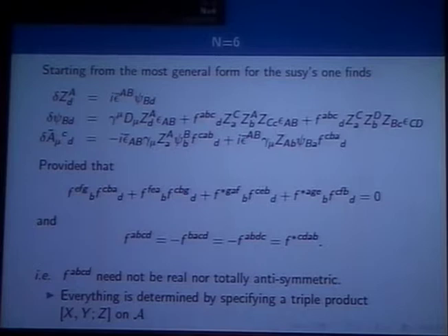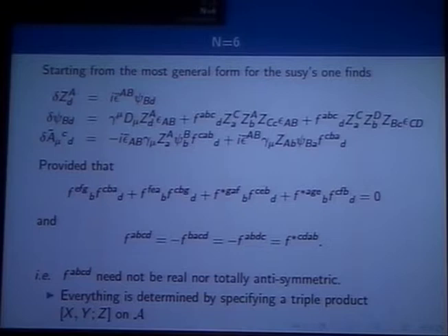And F has to satisfy this kind of identity now, which is a generalization of that previous fundamental identity. And it's generalized in the following way. The symmetry properties of F are now the following. It's antisymmetric in the first two, it's antisymmetric in the last two. And then when you interchange the left and right, that's the complex conjugation. So it's certainly not generically totally antisymmetric.